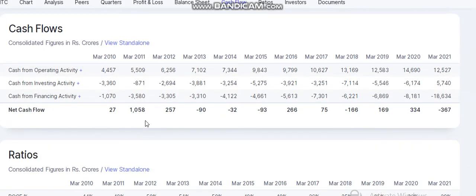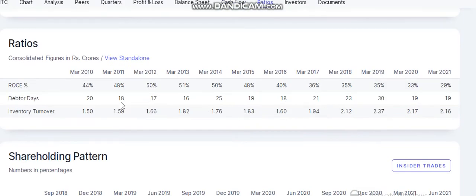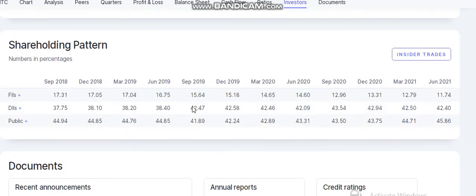Cash flows you can see here. Net cash flow is negative. Ratios, you can check ratios. ROCE, return on capital employed, is 29% and in March 2010 it was 44%. Debtor days 19, before it was 20. Inventory turnover 1.5, 2.16.